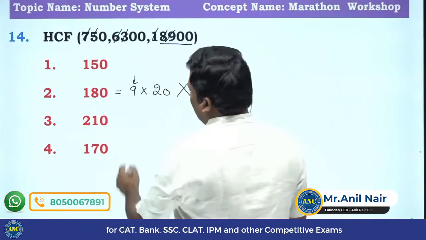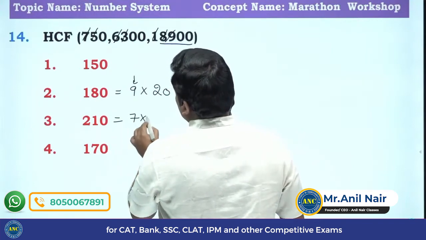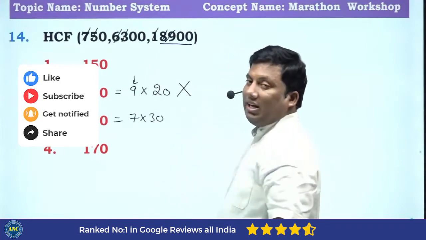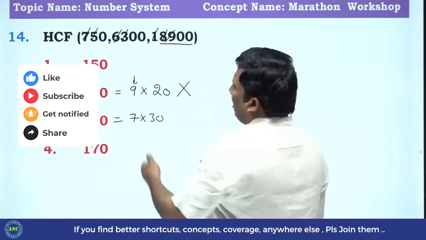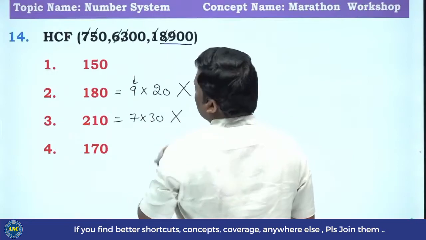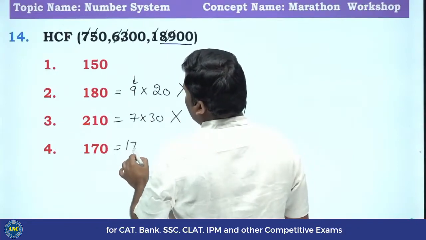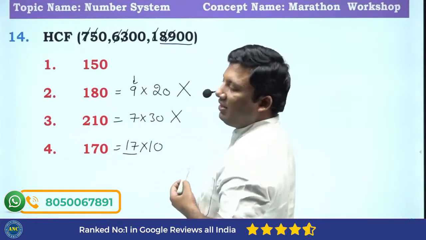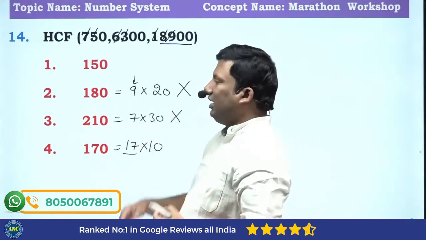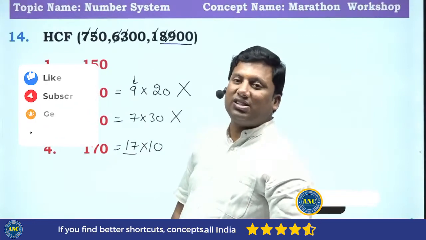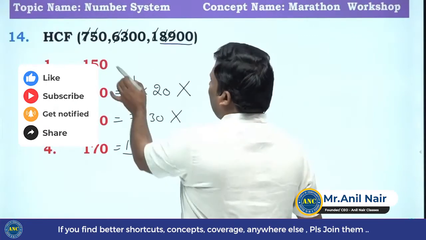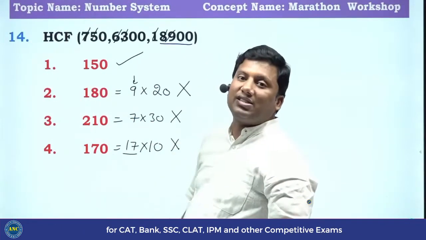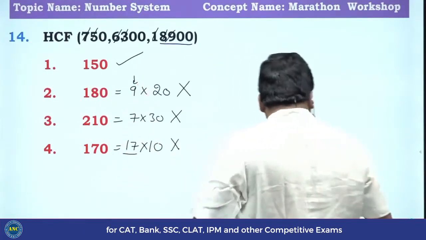9 into 20, out. 210, it is 7 into 30. The answer should be divisible by 7. 750 is not divisible, out. 170, it is 17 into 10. The answer should be divisible by 17. 17 fours are 68, 70, no. Very easily you can say why these answers are wrong and why this answer is right. I hope it is clear.